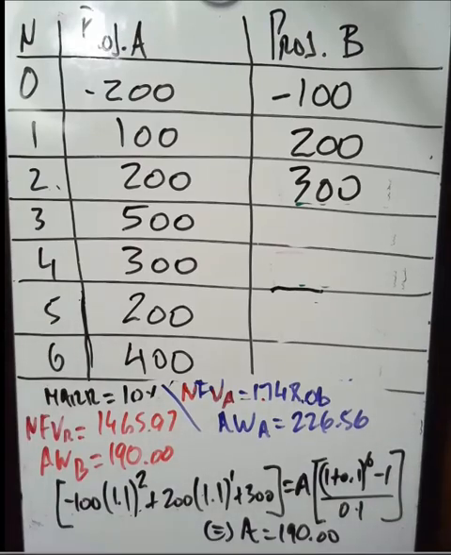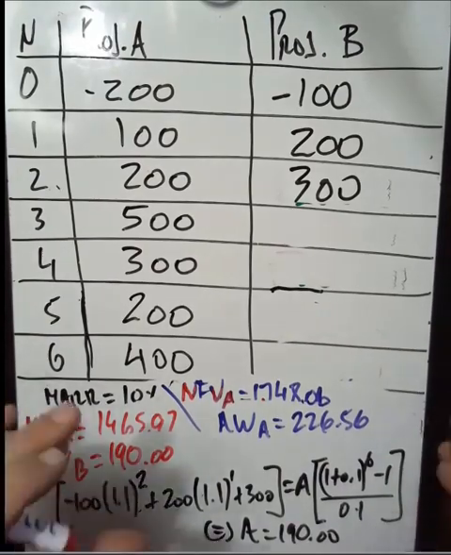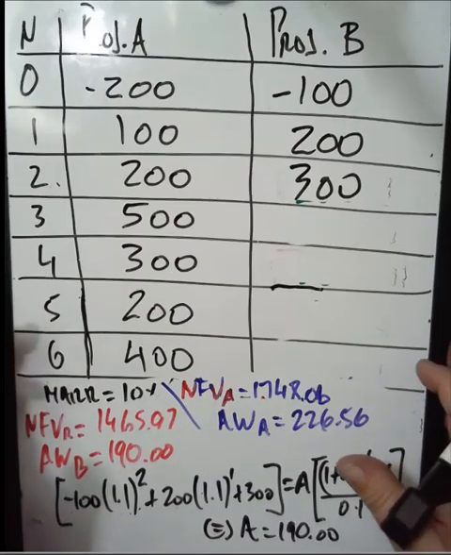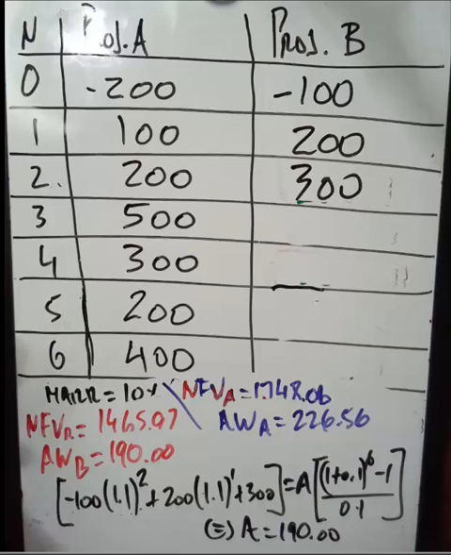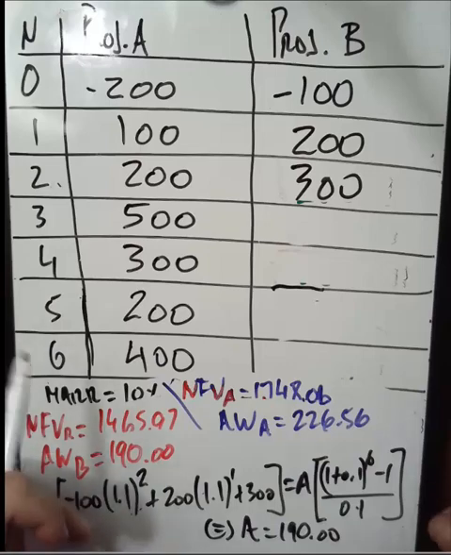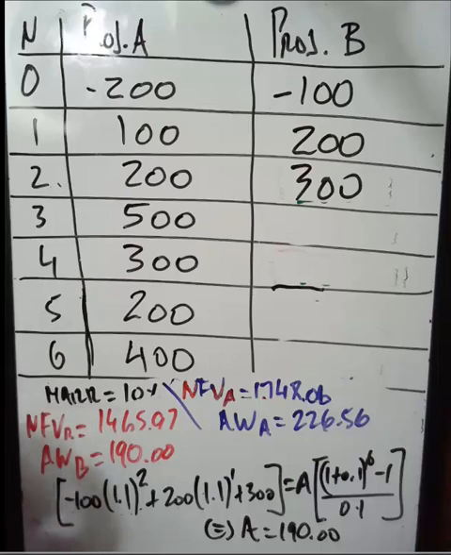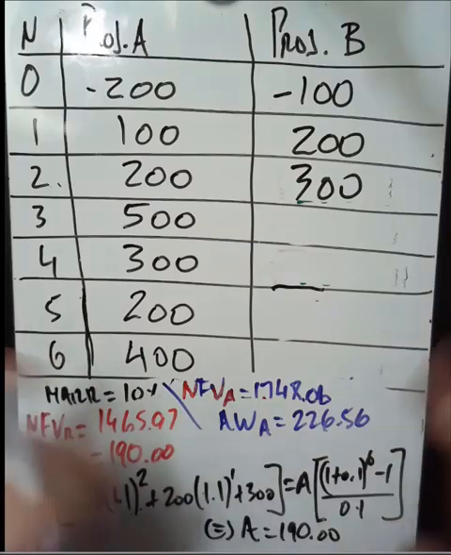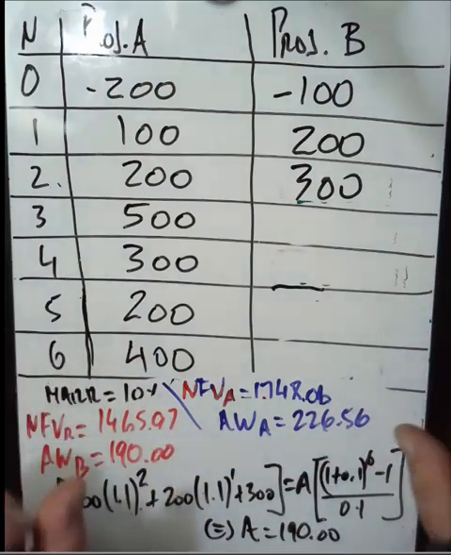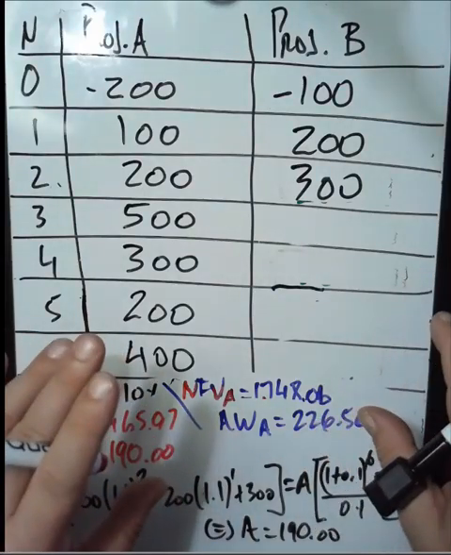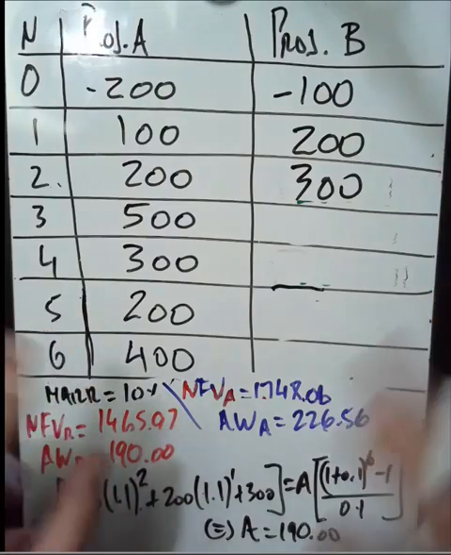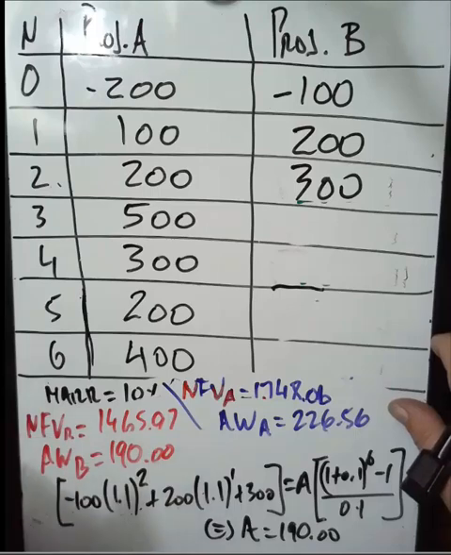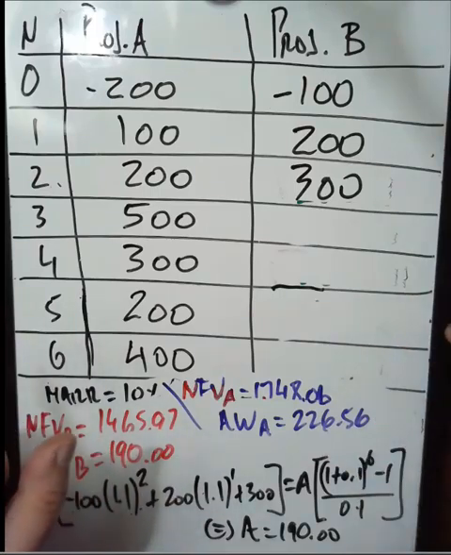So as is shown in the textbook, the annual worth is the most robust method among the absolute value methods. That is, compared to the net present value and compared to the net future value, annual worth is more robust in the sense that it will surely give you the right answer without the need for adjustments based on the original cash flows. You only need to do the transformation if you are using the net present value or the net future value.